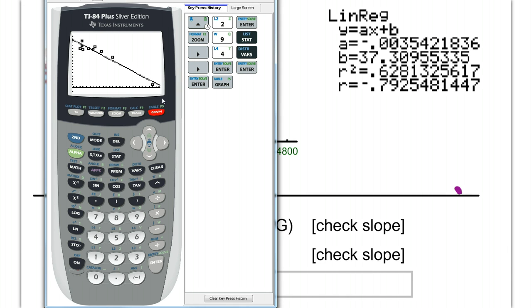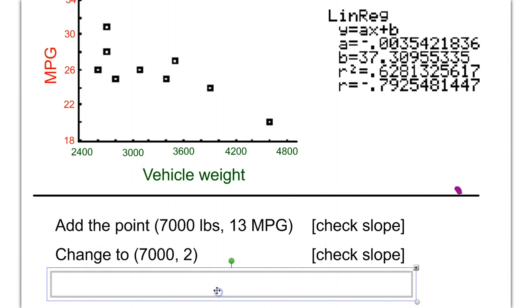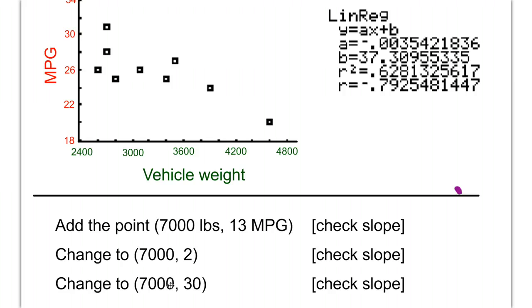So it's very interesting. We were able to modify the slope quite a bit by just moving that single point down. We were also able to improve the correlation. Finally, let's change it one more time. Let's change it to 7,000 and then 30.